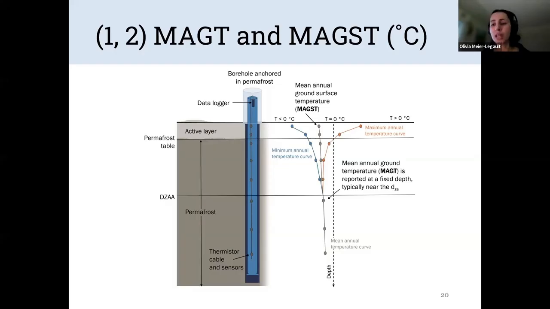So mean annual ground temperature, I've already spoken about, is the ground temperature deeper in the ground, whereas mean annual ground surface temperature is, as the name suggests, near the surface. We include surface as well as deeper ground temperature measurements because the surface is more sensitive to short-term changes to the surface temperature. And so it provides a different picture of changes in the ground.